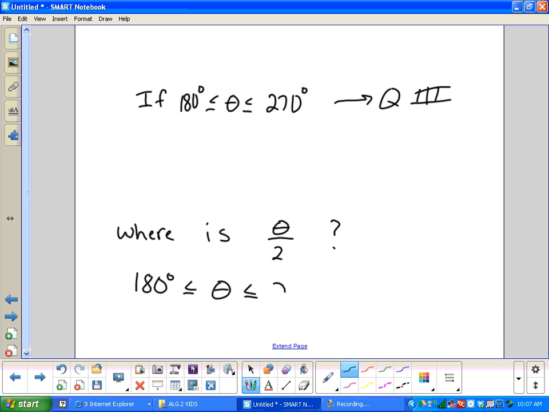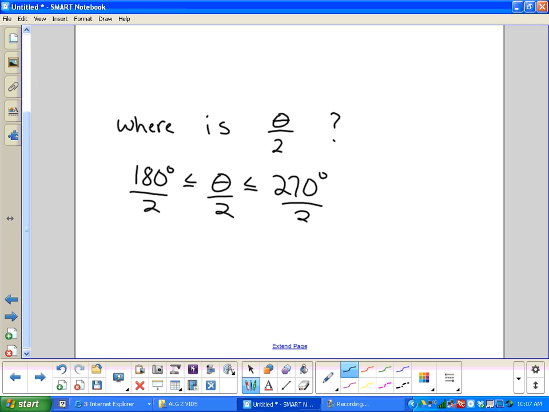How do we figure out the half angle? What do we do with the angle? We divide by 2, and that makes it the half angle. So if I divide that by 2, I've got to go over here and divide by 2, and go over here and divide by 2. So now this is going to give me 90. Somebody help me out. What's 270 divided by 2? 135? Not everybody at once. All right, 135.